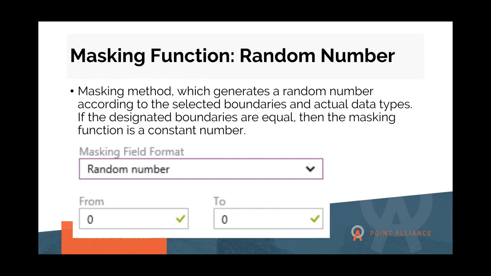The random masking function is used to mask any numeric data type by replacing the original value with a random value within a range specified in that function.